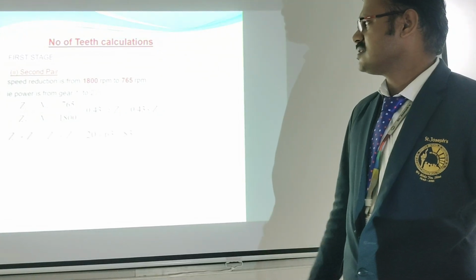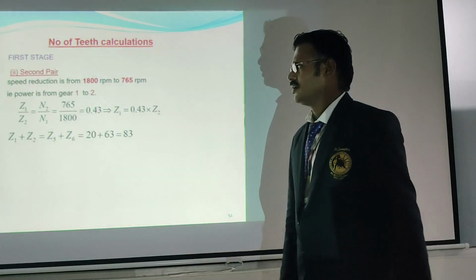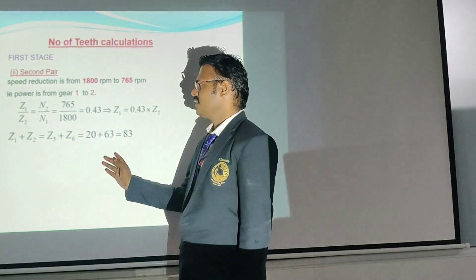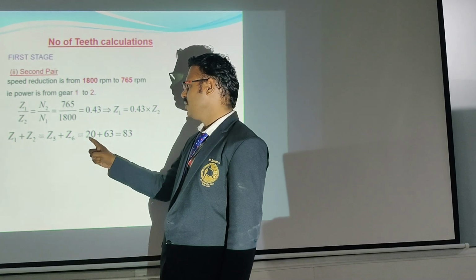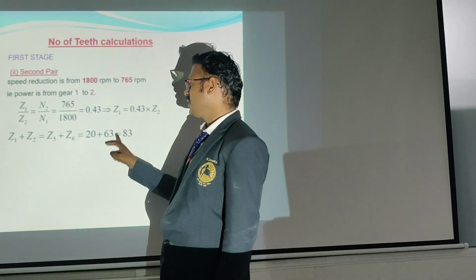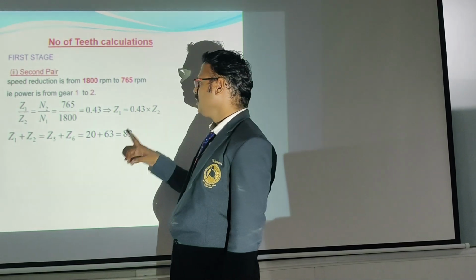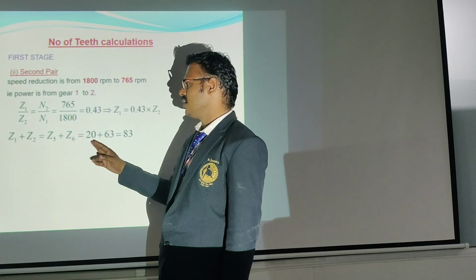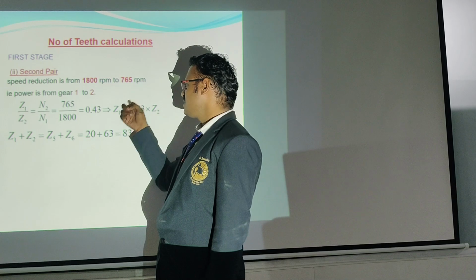Another formula I can use: Z1 plus Z2 equal to Z5 plus Z6. Here already we know that Z5 value is 20, Z6 value already we have found. So Z1 plus Z2 equal to 83. So here we have two unknowns, Z1 and Z2, and two equations, so we can easily solve this.